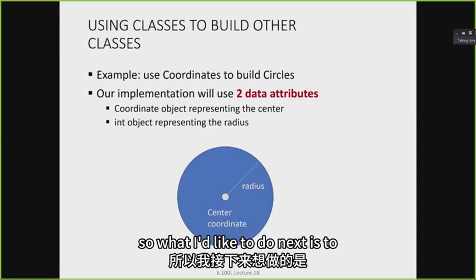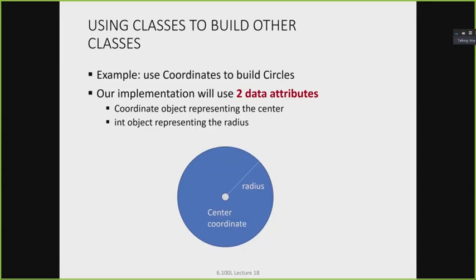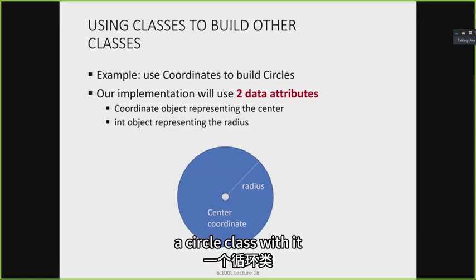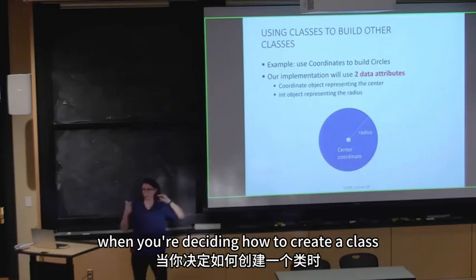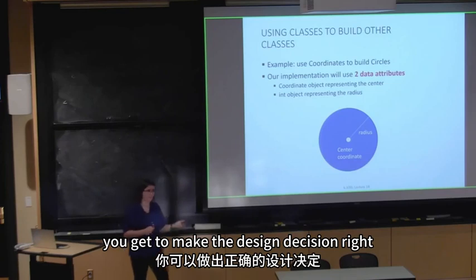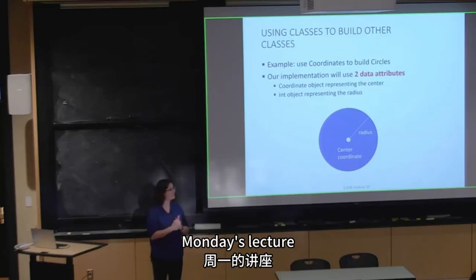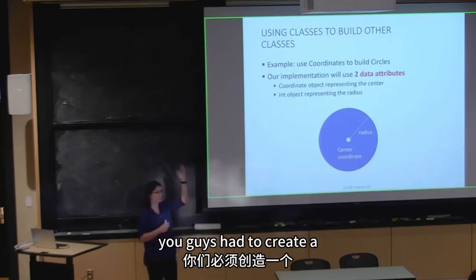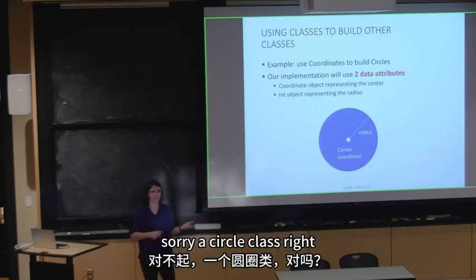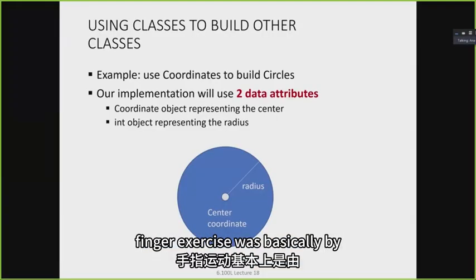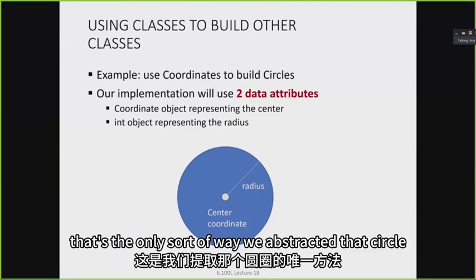Okay. So what I'd like to do next is to take this coordinate class and build a circle class with it. This comes hand in hand with the idea that when you're deciding how to create a class, you get to make the design decision, right? So in the finger exercise for Monday's lecture, today's Wednesday, you had to create a circle class, right? But the way we defined the circle class in that finger exercise was basically by the circle's radius. That's the only way we abstracted that circle, right?